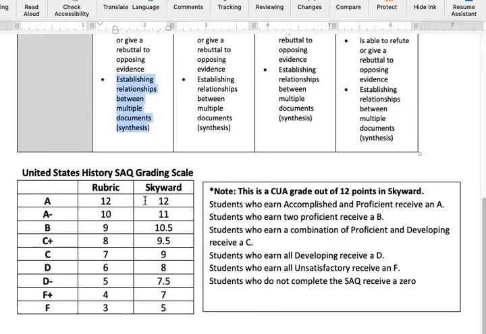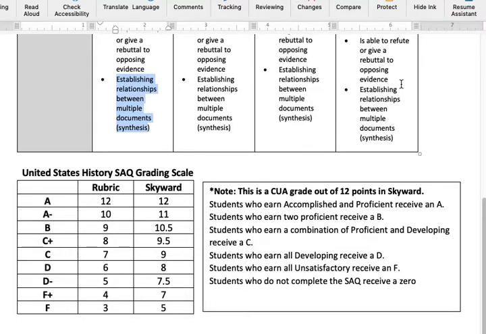This is going to be your grade. If you get a 10, you're looking at 11 on Skyward. If you got a B, that 9 is going to go as a 10.5 on Skyward. If you get an 8 in the rubric, that's a C+. 7 is a C. 6 is D. 5 is D-. 4 is an F+, which, you're failing, but yay, you got a plus. And 3 is F, which means you got a 1 all the way up and down this whole thing. Not what we're looking for.